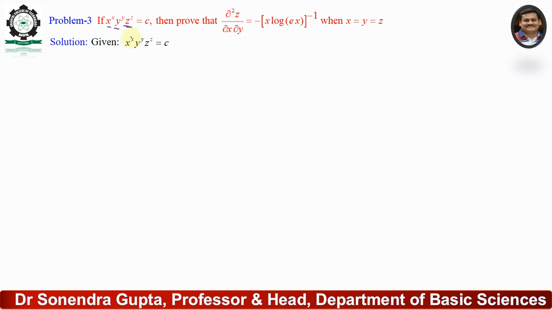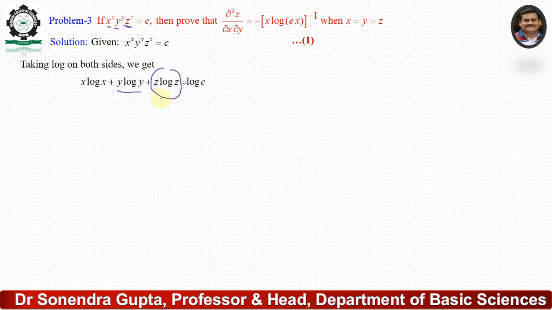Now we have x to the power x, y to the power y, z to the power z equal to c, taking the log on both sides. Again, one thing to remember is that z is a dependent variable while x and y are independent variables. It means that when we differentiate with respect to x, y is a constant, and similarly if we differentiate with respect to y, then x is constant. Now first of all differentiate with respect to x. It means that y log y is a constant, whose derivative is 0.